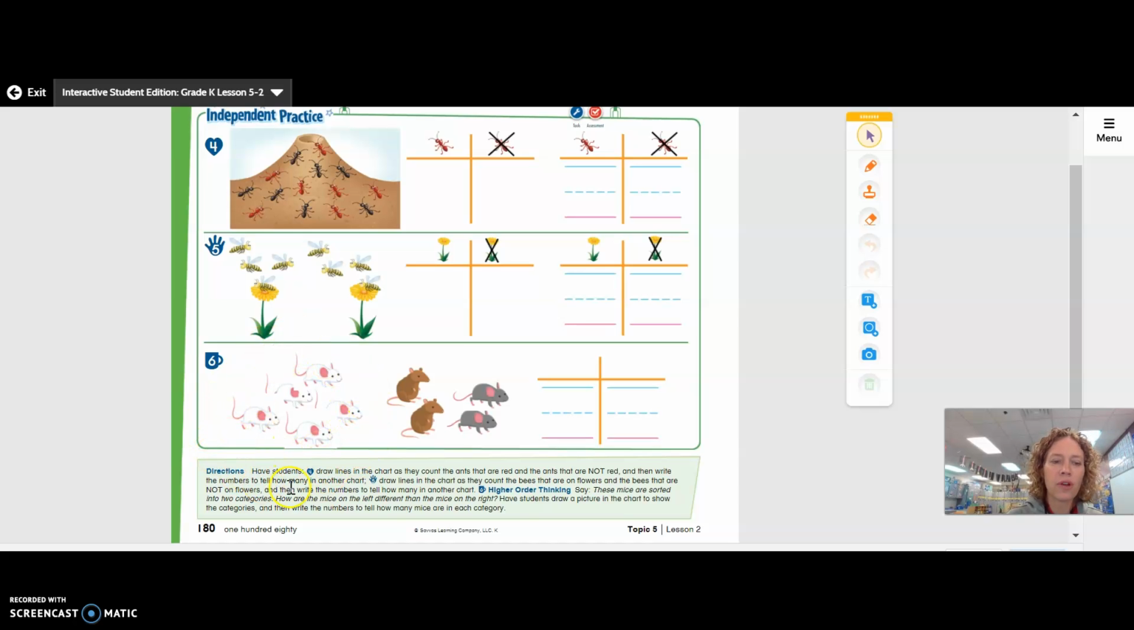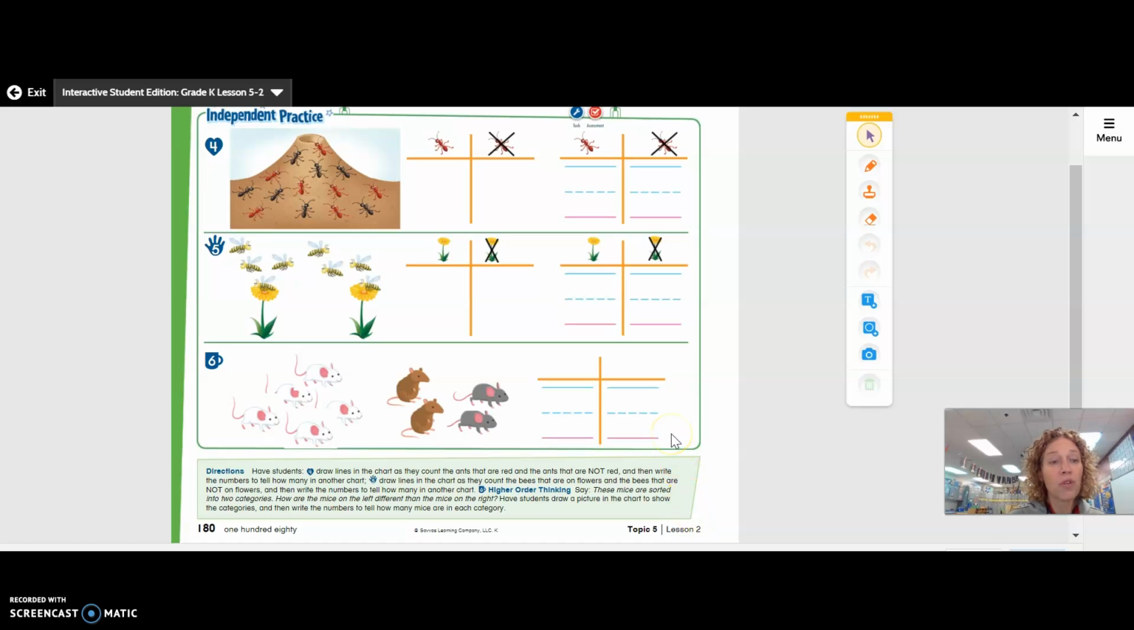Did you think that these are sorted because they are white and these are not white? So then you would count, write the number, count how many are not white, and write the number, okay? You can also put the tallies beside it too if you want.